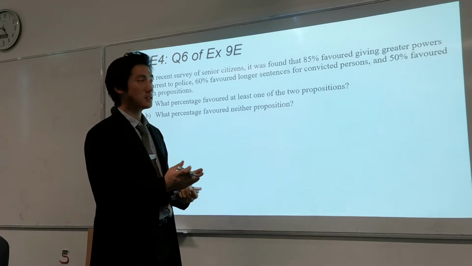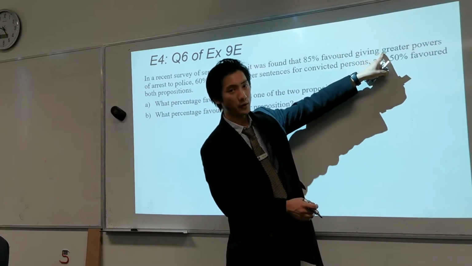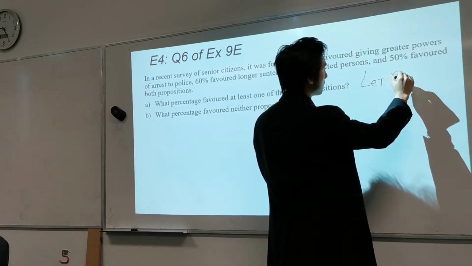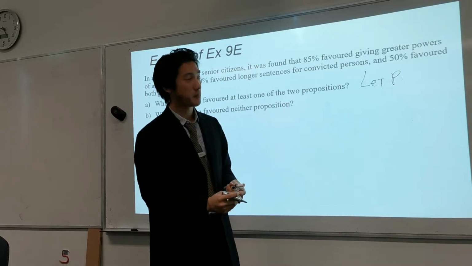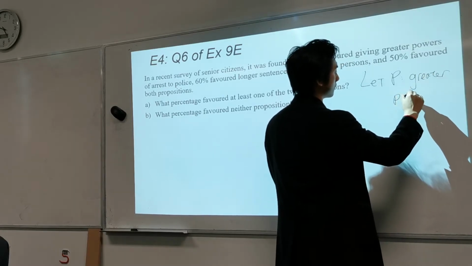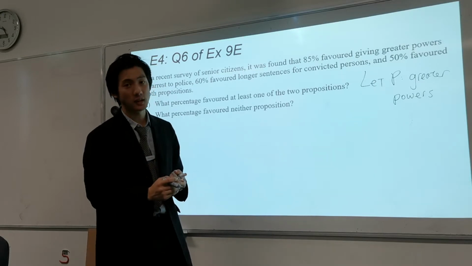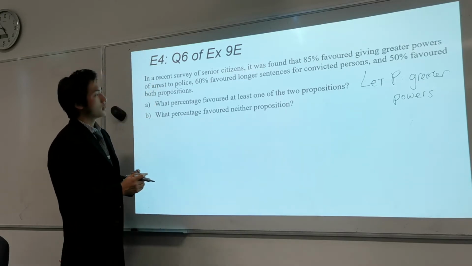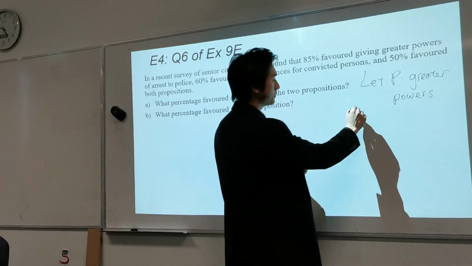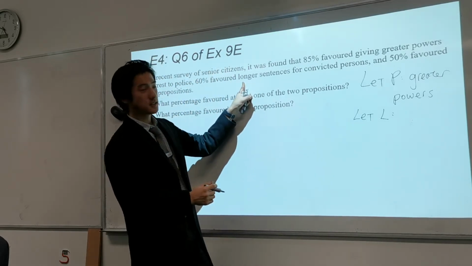Let's give some letters to describe those events. One is about giving greater powers. So let's use the letter P to represent giving greater powers, which means P dash would mean not giving greater powers. We also have longer sentences, so let's give it a letter as well. Let L mean a longer sentence.